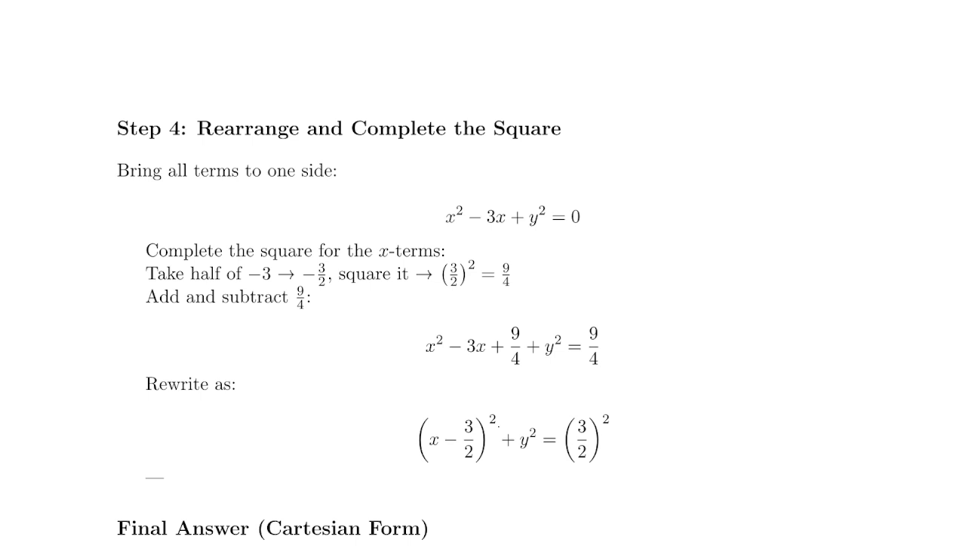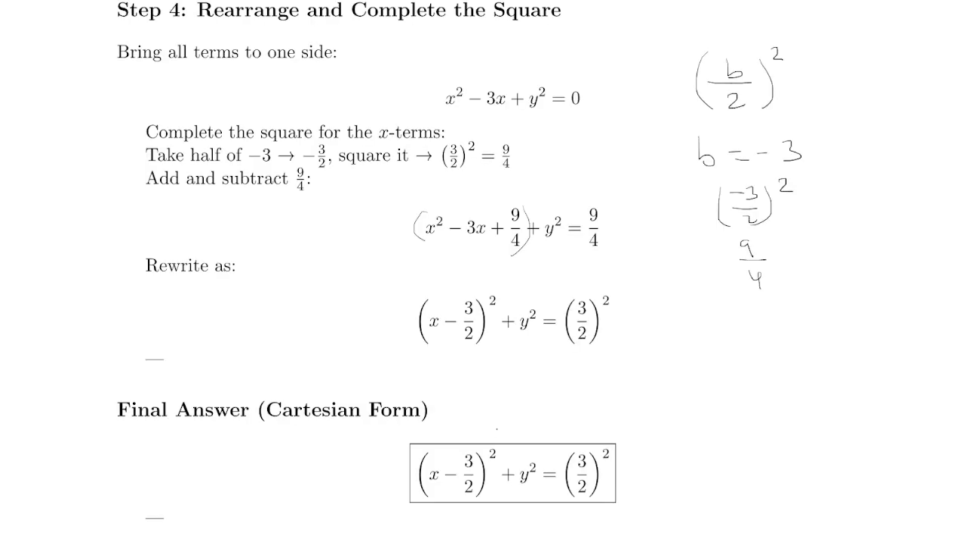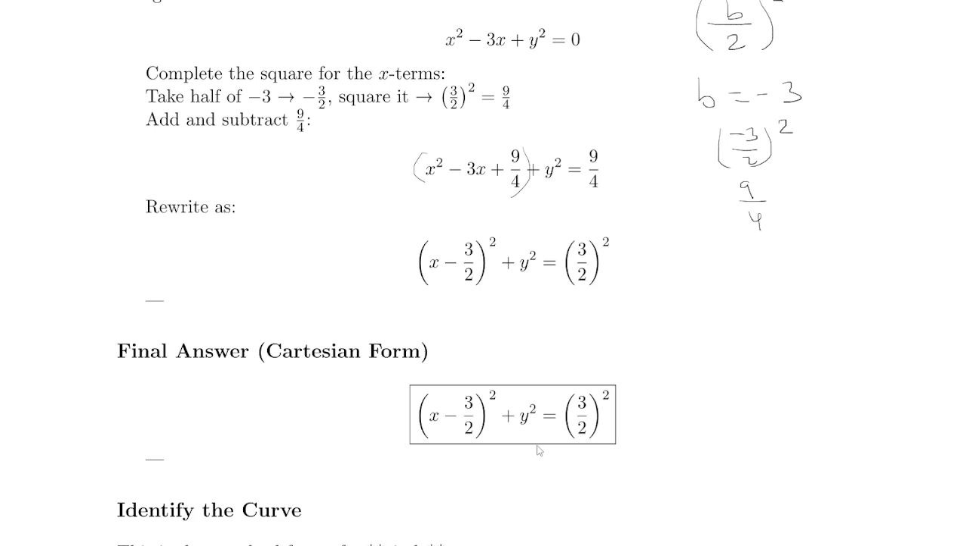So in order to complete the square, we're going to take negative 3. Remember, you have to add b over 2 quantity squared. B here is negative 3. So you do negative 3 divided by 2 and then square it to get 9 over 4. So we're going to add 9 over 4 to both sides. And then we can factor this out. So x squared minus 3x plus 9 over 4 factors into x minus 3 over 2 quantity squared plus y squared equals 3 over 2 squared. And so this will be the final answer.